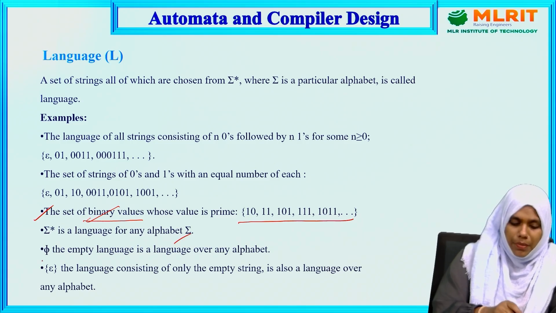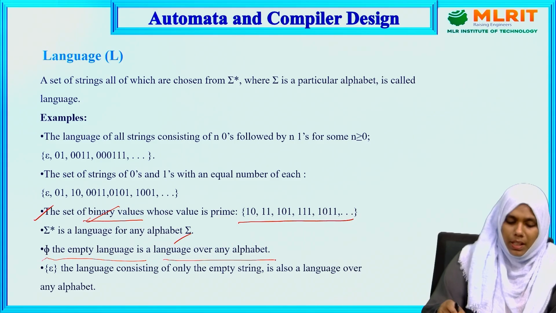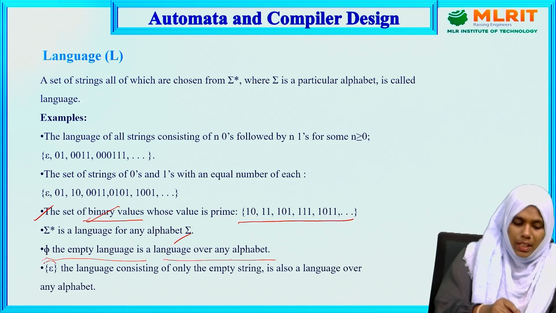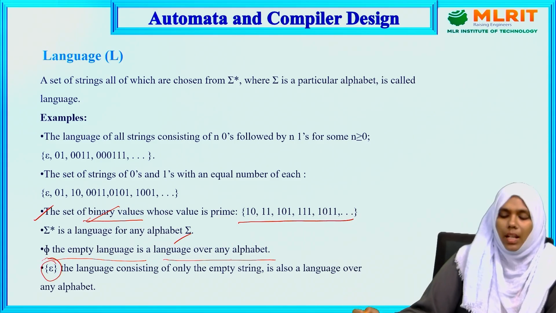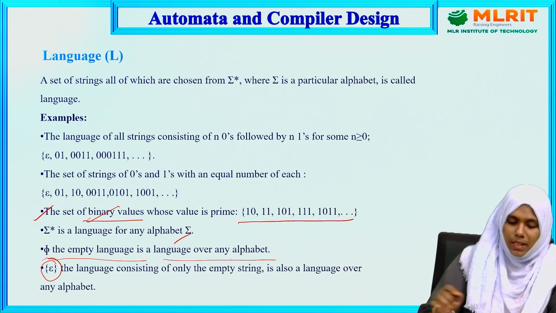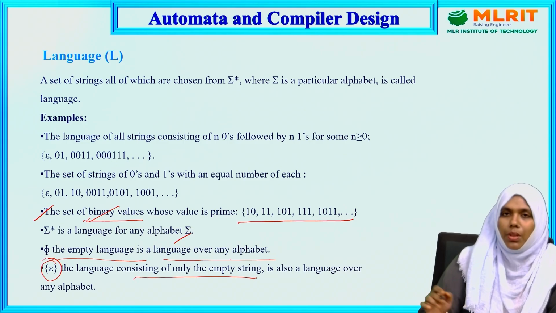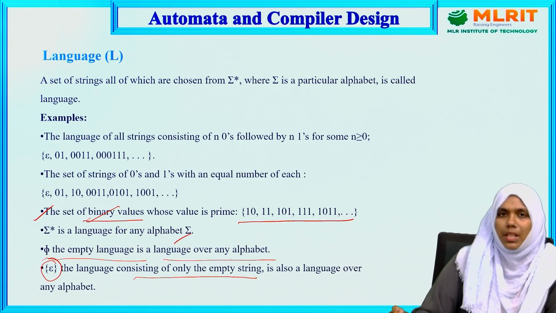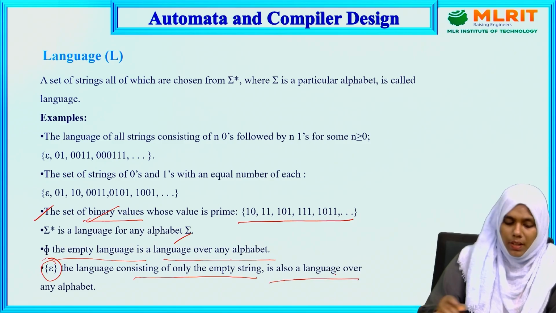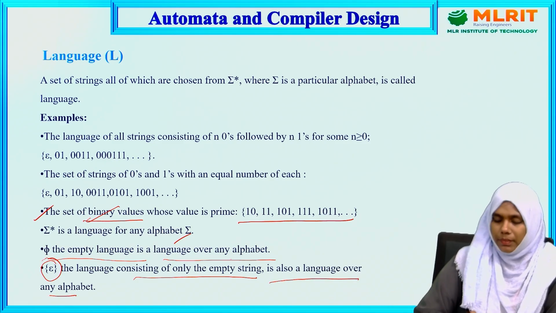Next one. If phi is an empty language, then the language over any alphabet can be written as epsilon. That means epsilon is a language consisting only of the empty string, and it is also a language over any alphabet.